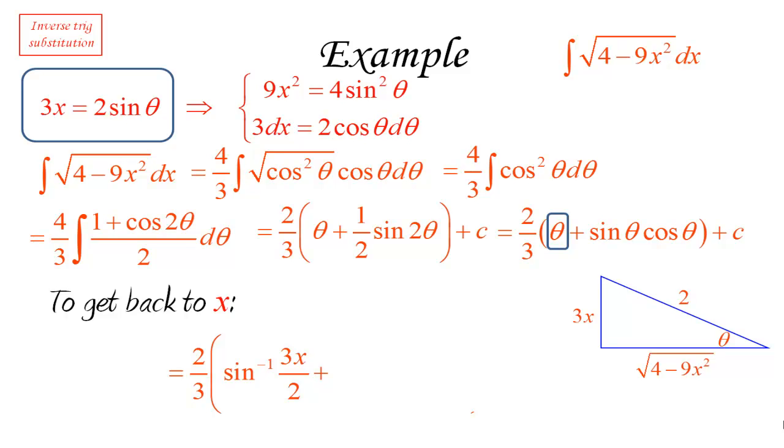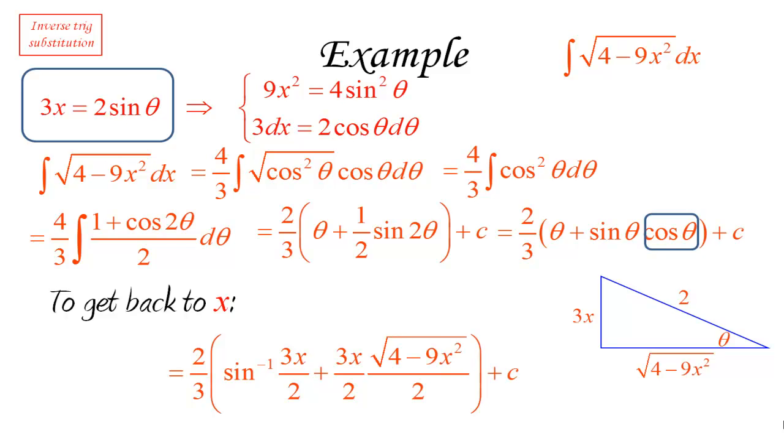What about sine theta and cosine theta that we have to remain with? Okay, so what about sine theta? Well, sine theta is simply opposite over hypotenuse. In fact, we know sine theta from the beginning. It was 3x over 2, so we simply write that down. And what about the last piece, the cosine theta? Again, look at the right triangle. Cosine theta is adjacent over hypotenuse. So in our case, it's going to be the square root of 4 minus 9x squared all over 2.